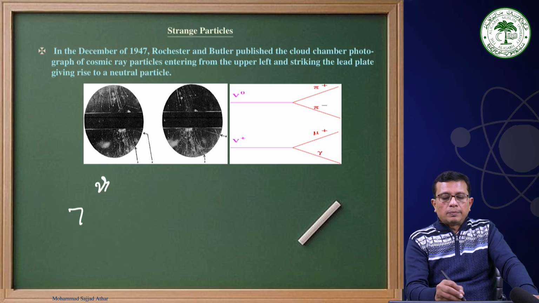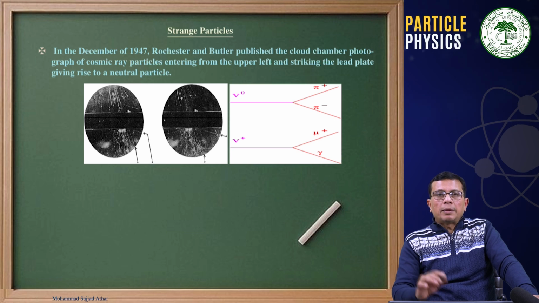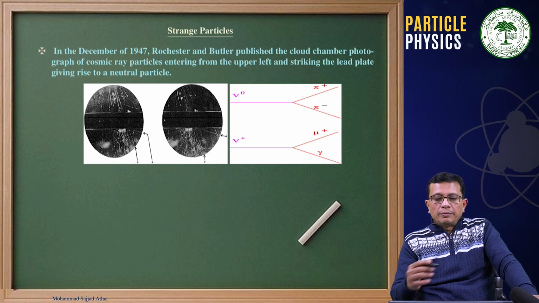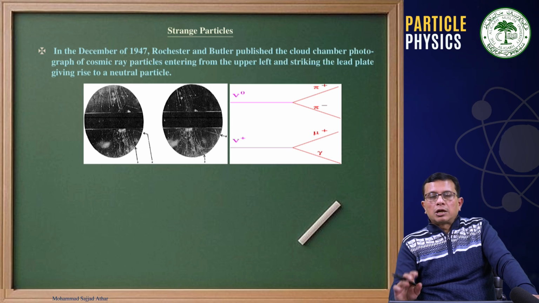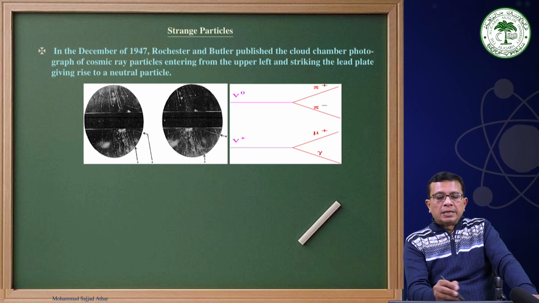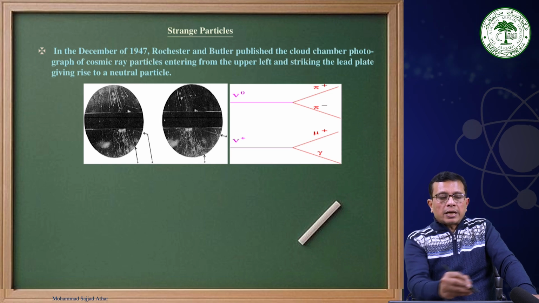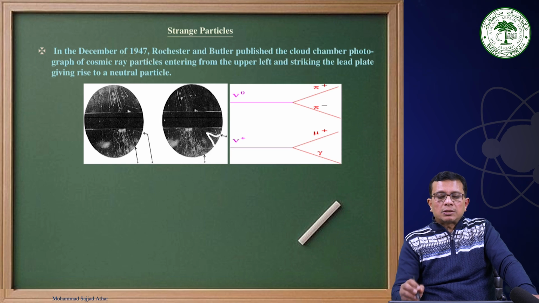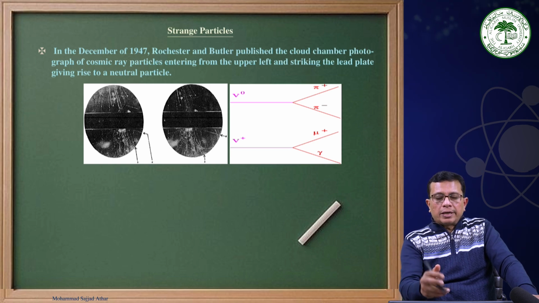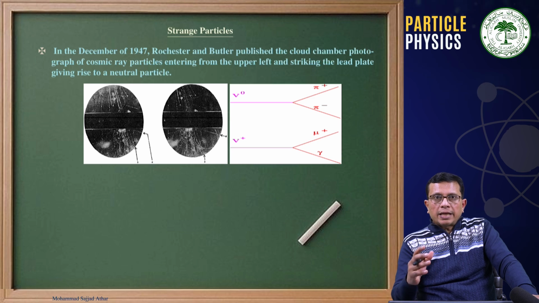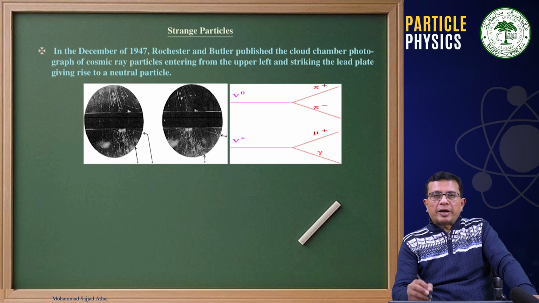In the third class of this particle physics lecture, we have already described how the lambda particle was found, and today we are going to discuss more about them. In December of 1947, Rochester and Butler published the cloud chamber photograph of cosmic ray particles entering from the upper left and striking the lead plate, giving rise to a neutral particle. You see the track shown here has a V shape. After the interaction, another particle gets formed, which decays into such a V-type track like π⁺, π⁻, or μ⁺ and neutrino.